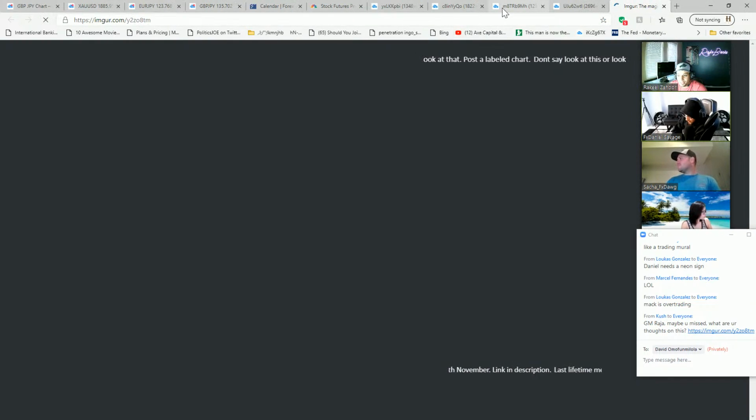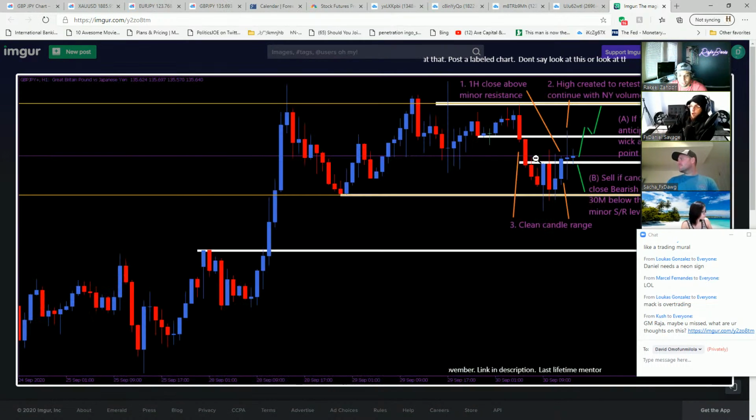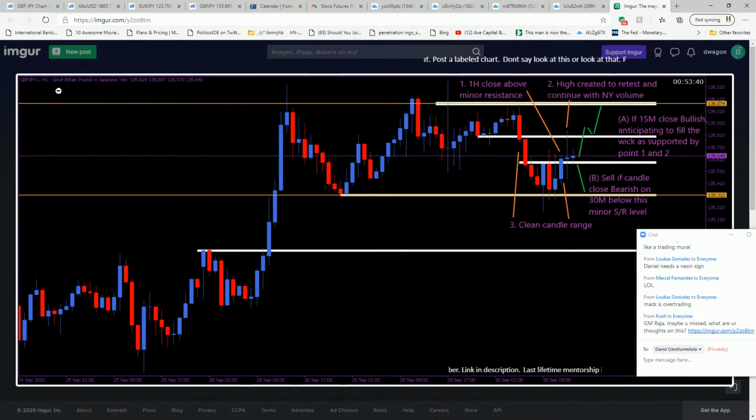Right, let's take a look at this chart here. This is the GJ 1 hour chart. 1 hour close above minor resistance over here. High created to retest. Clean candle over here. A 15-minute close bullish, anticipating to fill the wick as supported by points 1 and 2. If sell, if candle close bearish.